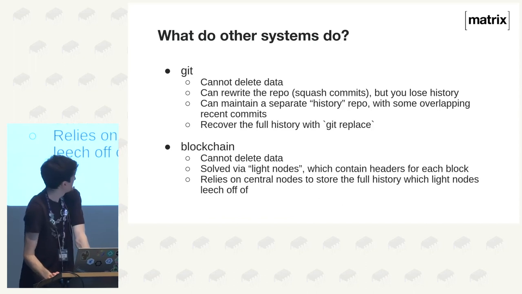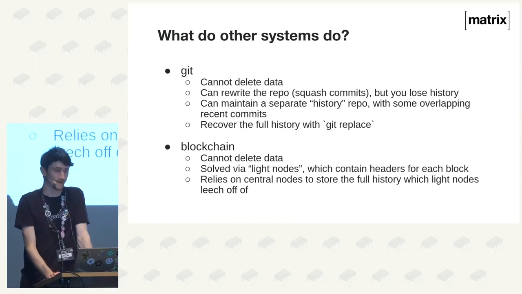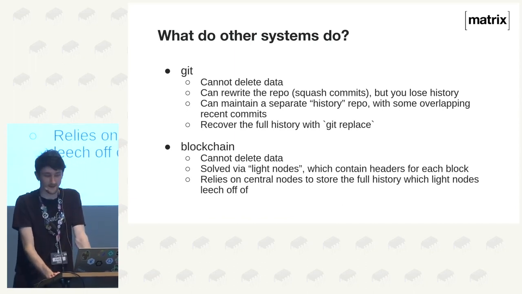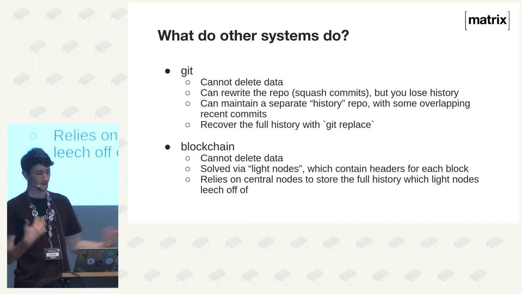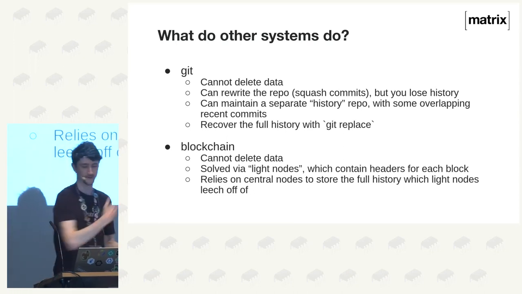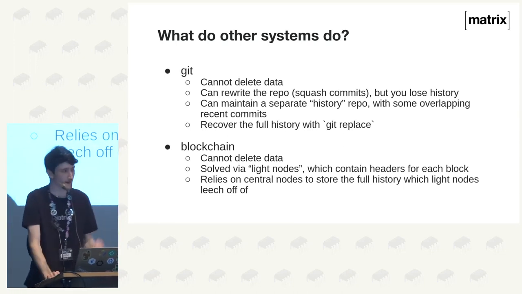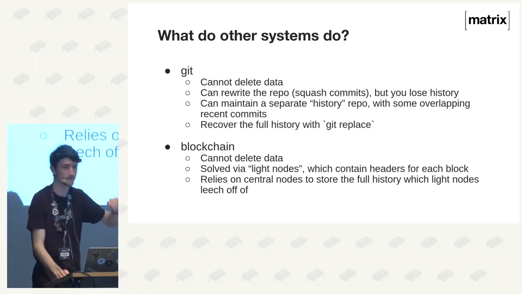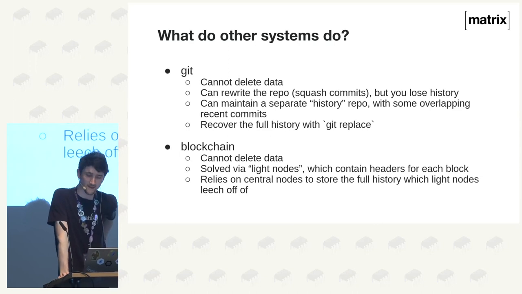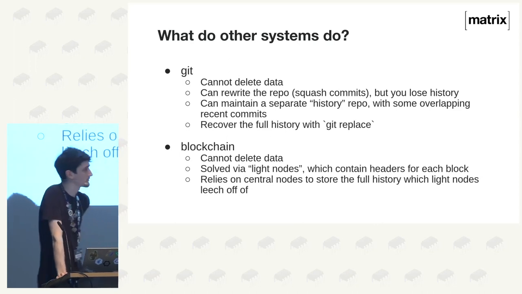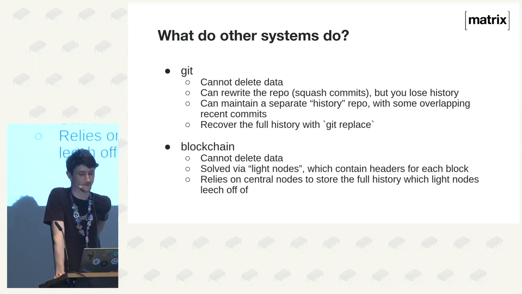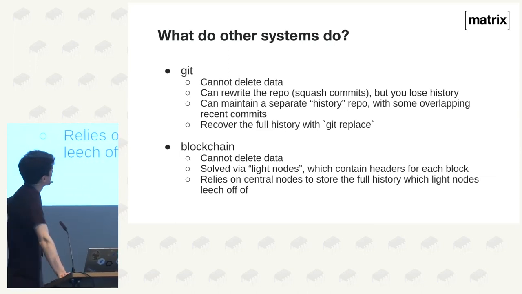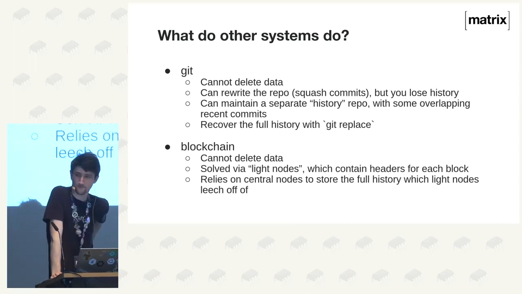We looked at some other systems to see if anyone else has figured this out, like Git and blockchain. But we found in Git that you can delete old commits, but obviously then you're losing the history between them. You can actually separate these old commits out into a history repo and then merge them together again later if you need to. But in Matrix, we kind of need to do that all the time to validate a new event, which often gets sent. So that separation doesn't really grant you anything except more overhead.